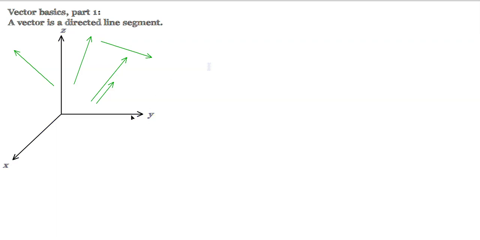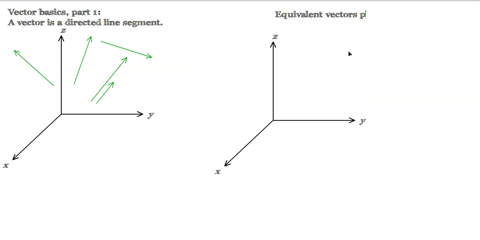Again, let me take a coordinate system here. That's a copy of the same object, put it over here. By equivalent vectors, we mean vectors that point in the same direction and have the same length. So equivalent vectors point the same way and have the same length.